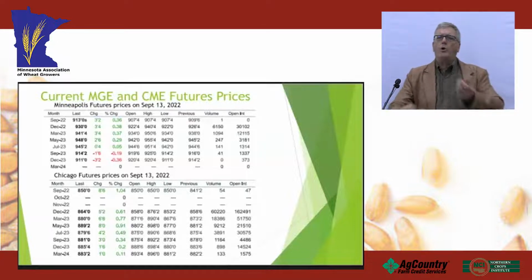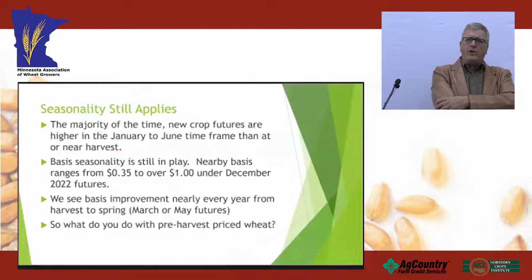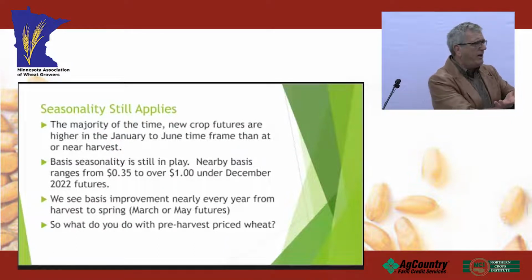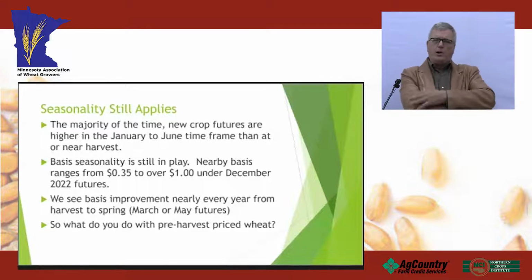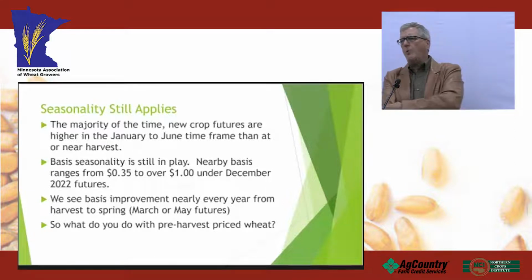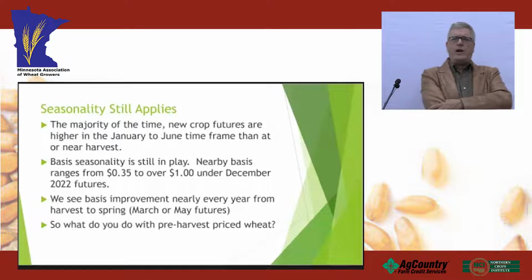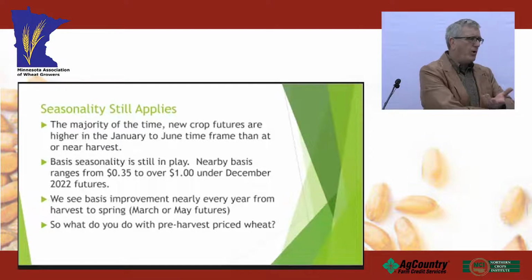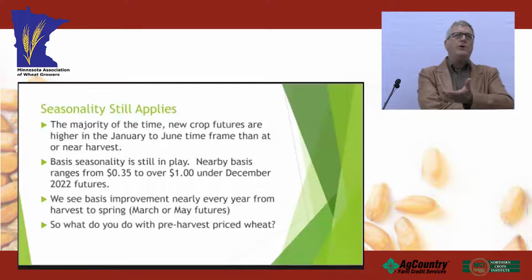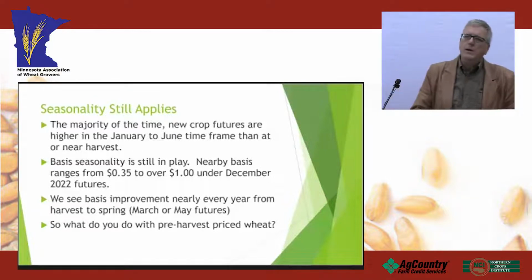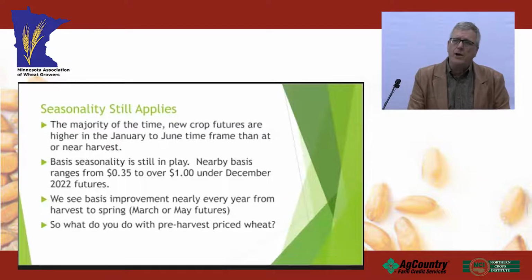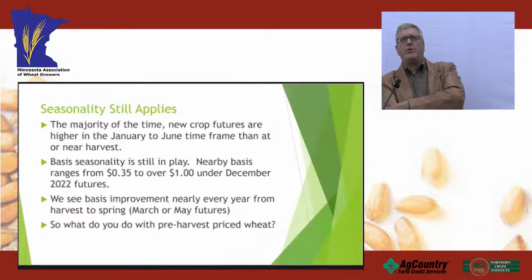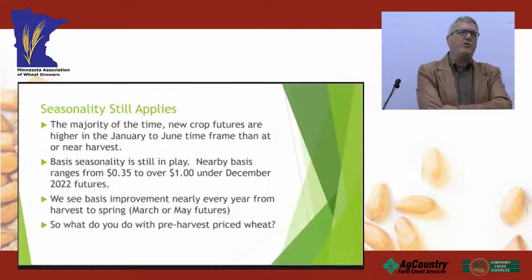All right, so let's talk a little bit about seasonality. Seasonality still applies, even though we're in this very, very volatile time frame, and we have been for a couple of years now. The majority of the time, new crop futures are higher in January through June than they are at or near harvest time, which is why we cluster those decision dates from that time. Basis seasonality is still in play. Nearby basis ranges anywhere from about 35 under the December futures to as much as $1 under.